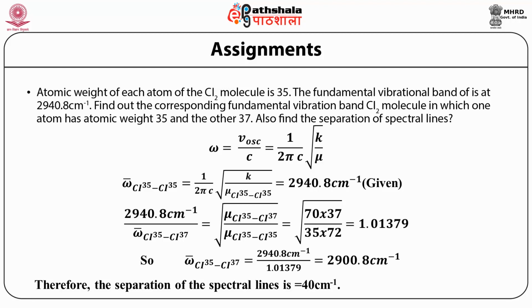So that one can calculate the vibration frequency of this chlorine whose atomic weight is 35 and the other is 37, comes out to be 2900.8 centimeter inverse. Therefore, the separation of the spectral lines is 40 centimeter inverse. If we see that of the chlorine, which was given to be 2940.8 centimeter inverse, and that which we have calculated where the atomic weight was different as 35 and 37, it is 2900.8 centimeter inverse, making the difference 40 centimeter inverse.